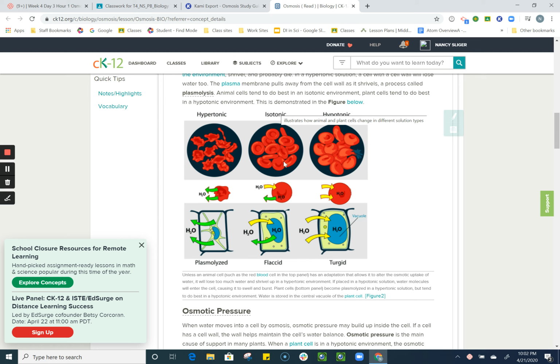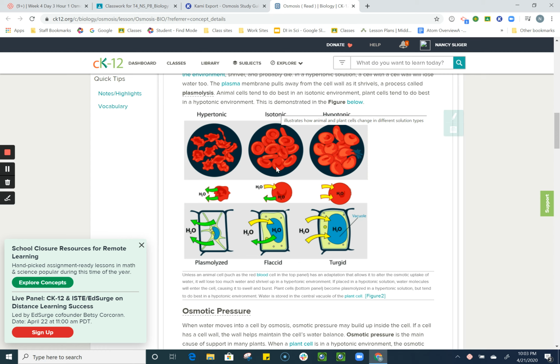Here, with an isotonic solution, there's the same amount of solute floating out here in the solution as the amount of solute concentration that makes up the cell. So the water can move into and out of the cell, but there's not an overall net influx of water, or there's not a net release of water from those cells.